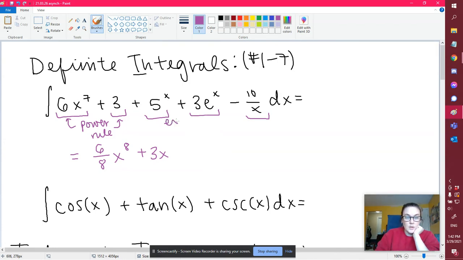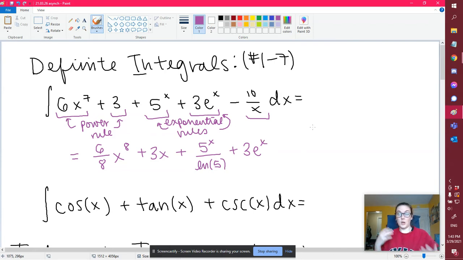Love it. The next 2 are exponential rules. The exponential rule says when we have a number to the power of x, we rewrite it and then divide it by the natural log of the base. And a special version of the rules says that when we have e to the x or a constant times e to the x, the integral of that just is the same function. Best function, e to the x. And then for the log rules, we say when we have a number divided by x, it becomes that number times natural log.